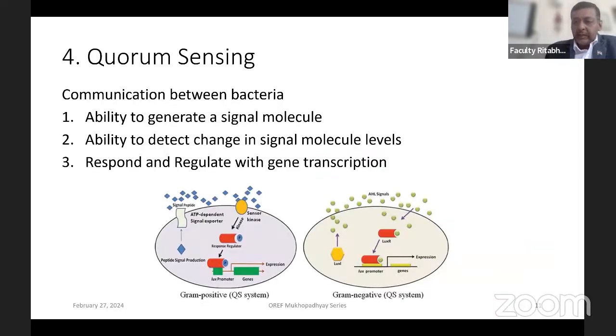Once the bacteria have started multiplying and maturing, they communicate with each other. This communication has been given the term quorum sensing. So the bacteria generate a signal molecule. That molecule can detect a change in the signal molecule levels, and they respond and regulate. So basically, this is a DNA RNA mechanism. Gram-positive bacteria have a different mechanism. Gram-negative bacteria have a different mechanism. Fundamentally, it is at the DNA RNA level. A signal molecule is generated and the bacteria respond accordingly.